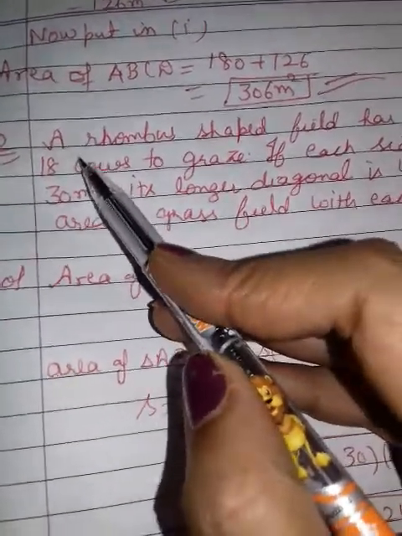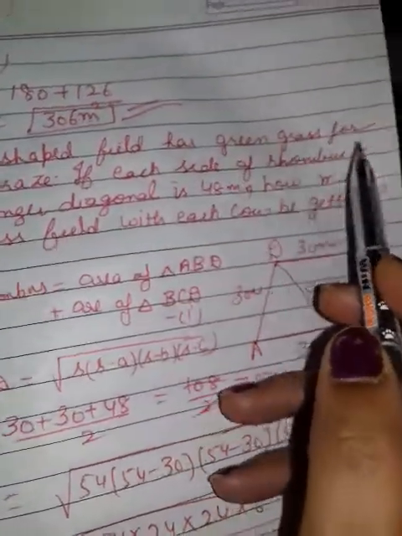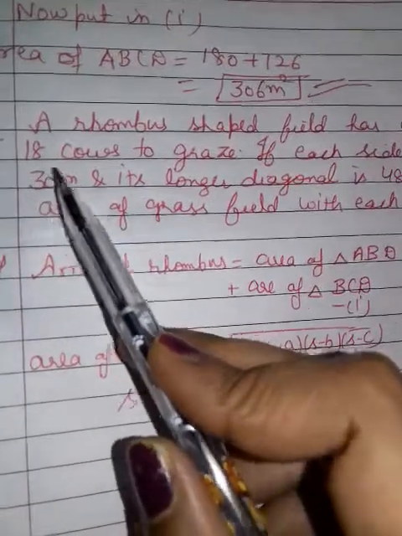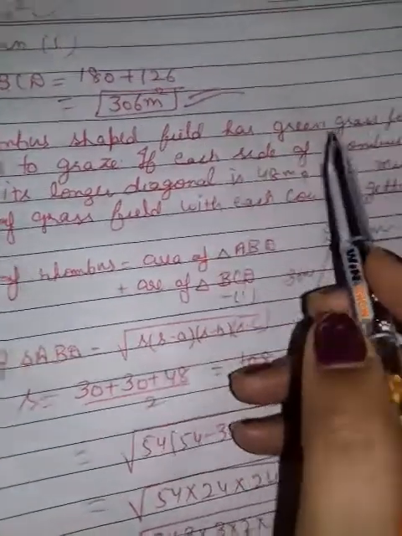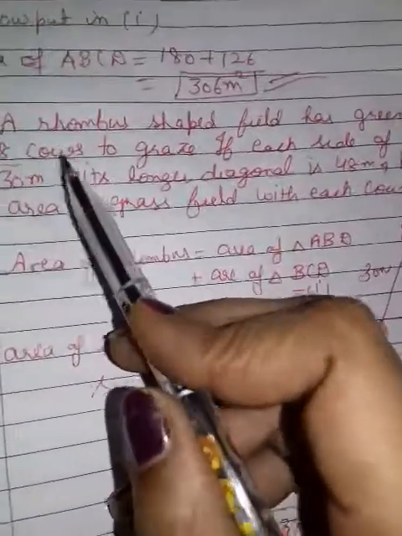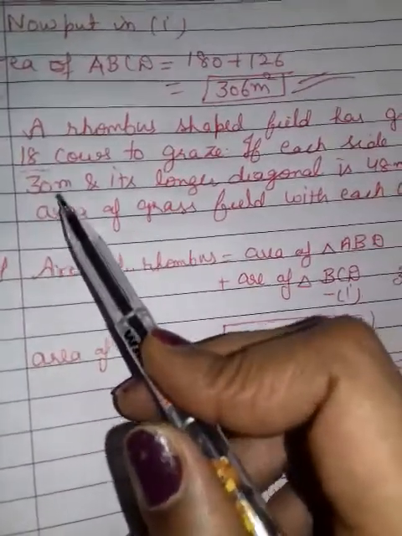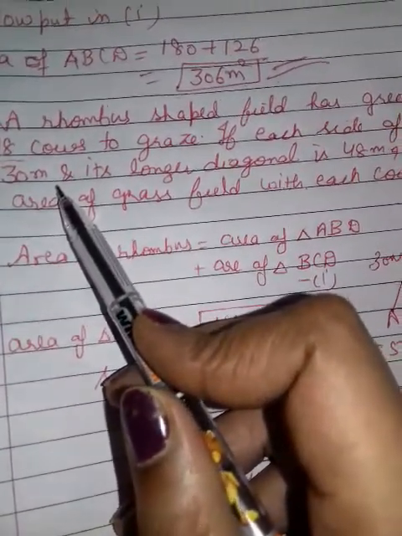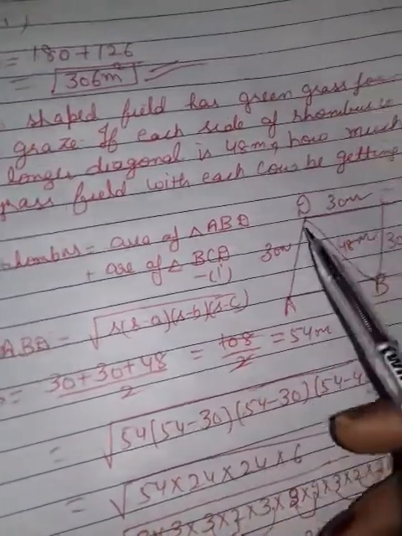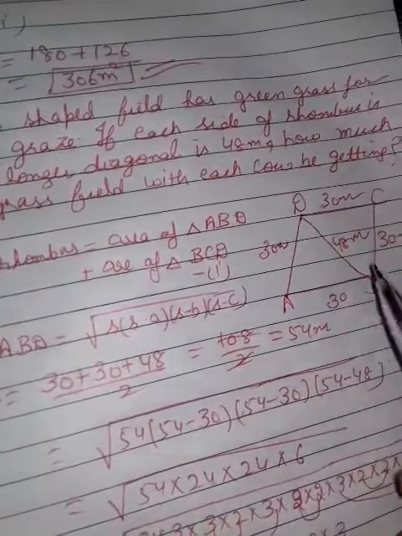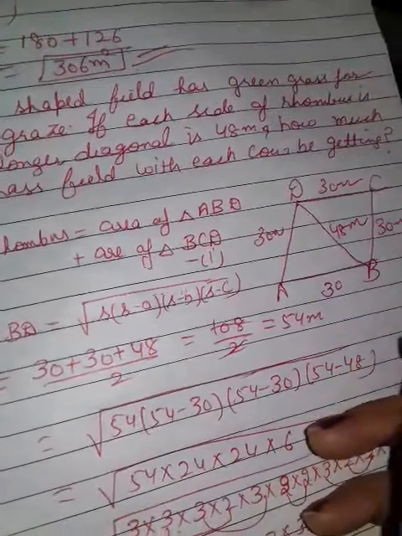Last example is a rhombus shaped field that has green grass, and 18 cows can graze on it. If each side of the rhombus is 30 meters, you know what a rhombus is, where all sides are equal, and its longer diagonal is 48 meters. One diagonal of the rhombus is given to you, 48. How much area of the grass field will each cow get?